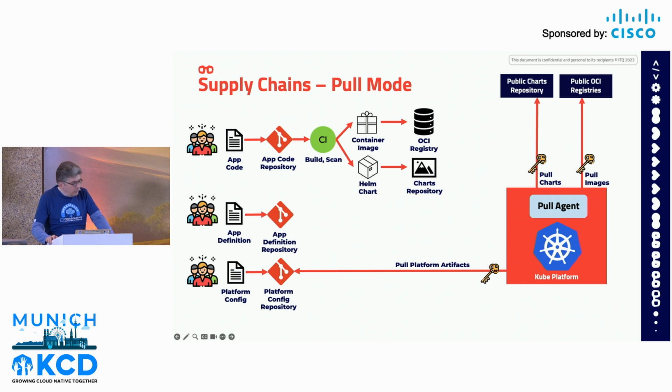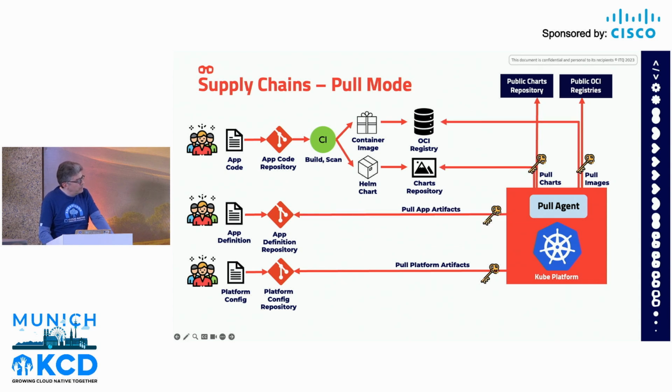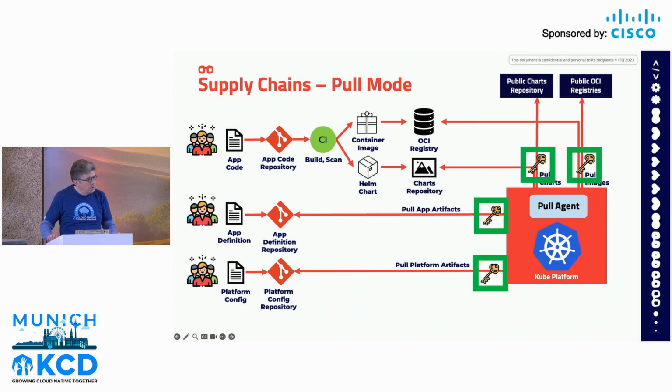So continue on the workflow. The application definition as well is pushed to Git, and the pull agent will pull this configuration as well and deploy the application as before. So no change here concerning the application on the cluster, but here it is the pull agent that is responsible for this. And you see here the permissions are now more centralized around the Kubernetes platform, and especially around the pull agent.